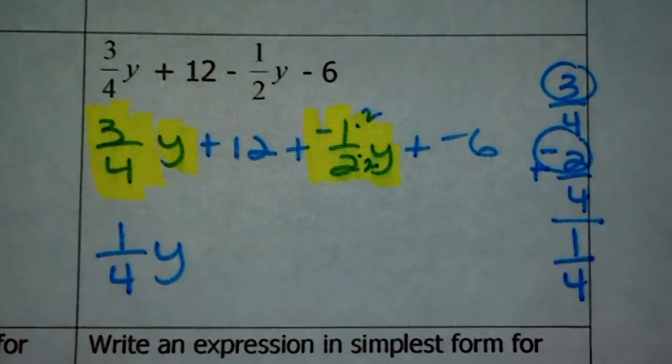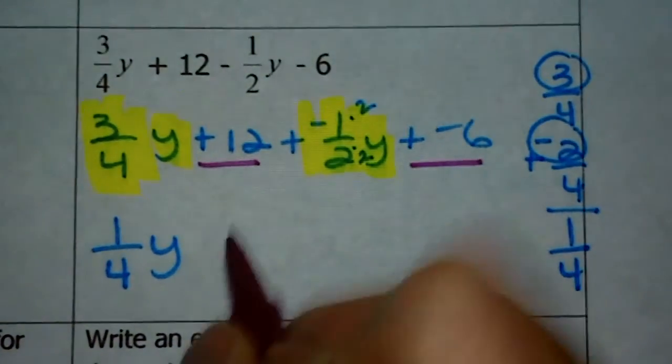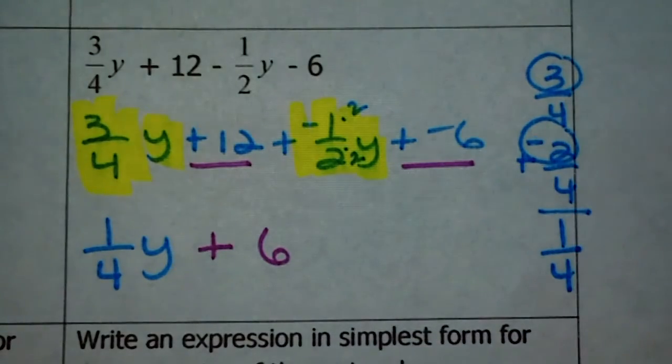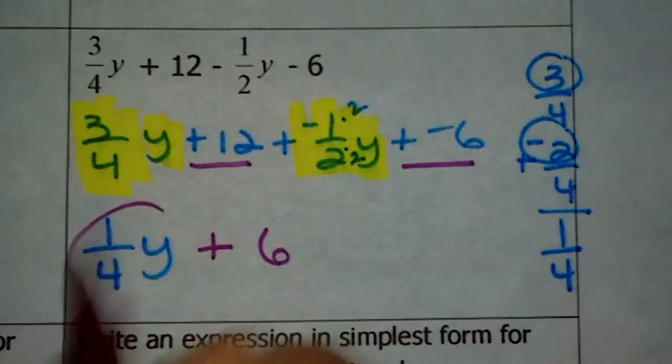All right, and now it seems that I still have some numbers to take care of. So I have plus 12 plus negative 6. 12 plus negative 6 is 6, so I'm going to write plus 6. Don't forget that addition sign. Terms are separated by addition signs, right? So you need to separate those terms. And this is my final answer.